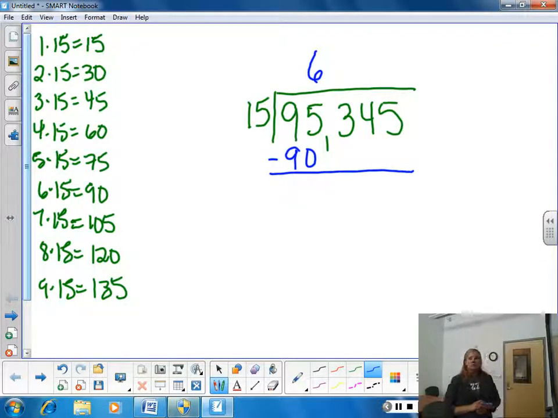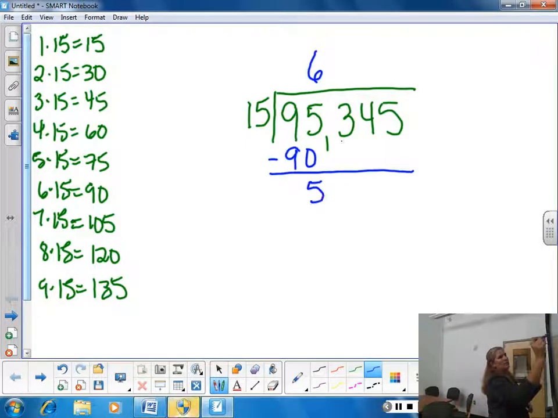I just want to point out too, 15 is an odd number, and if you look at the multiples of 15: 15, 30, 45, 60, again, odd, even, odd, even, odd, even. Odd numbers always have that pattern. Even numbers always have a pattern of all even. Okay, so I'm going to subtract. I get 5 and bring the 3 down. Get 53.